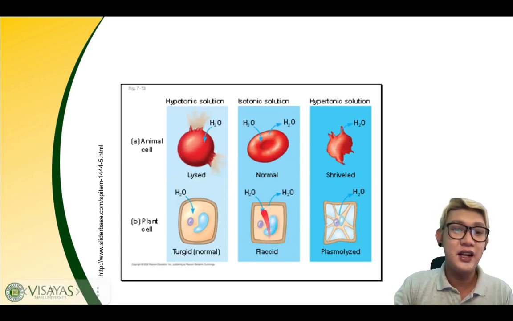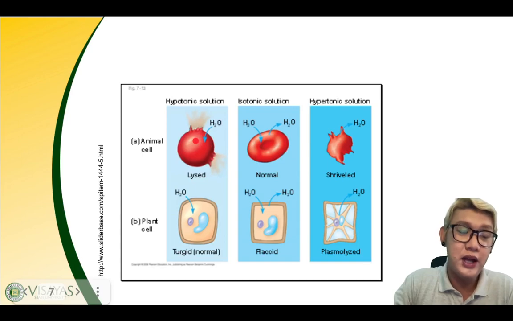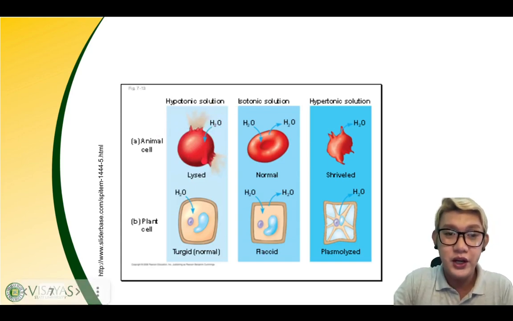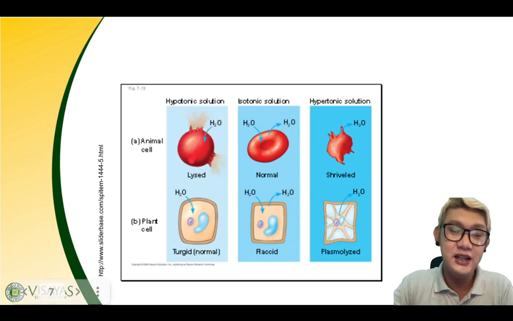If the cells are in hypotonic solution, meaning there is higher concentration of solute inside than outside, what happens? The net movement of water is going inside. Net movement, because there will be water that will come out and water that will come in, but more of the water is going in. That's why the net movement is going inside the cell.